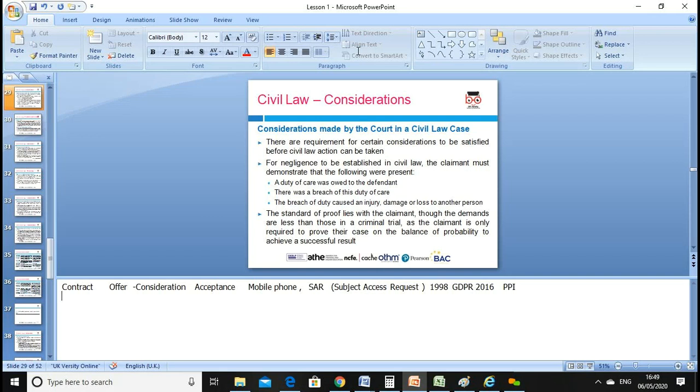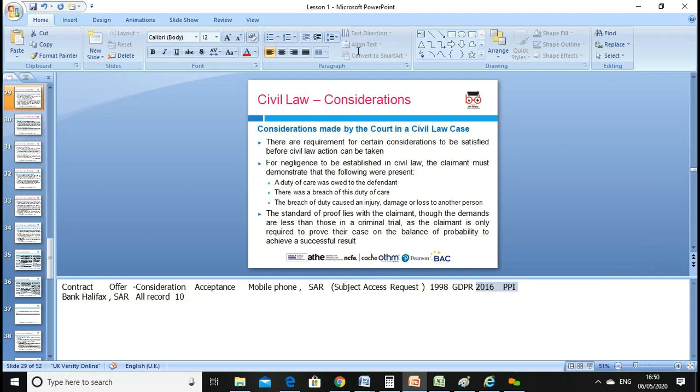So you write to the bank, let's say Halifax, and say, give me my SAR, I want all records. The legal fee is £10. You need to fill in the form, with proof of ID or proof of address, £10. They will send you the whole file, whatever they are holding, even the voice recording. You have a right to get the CD even.